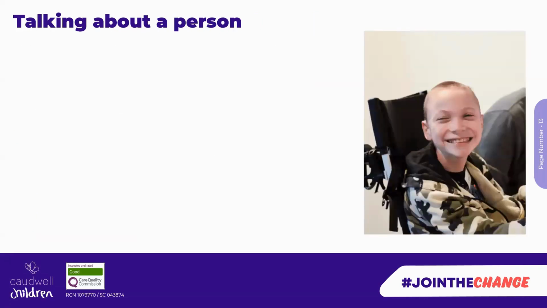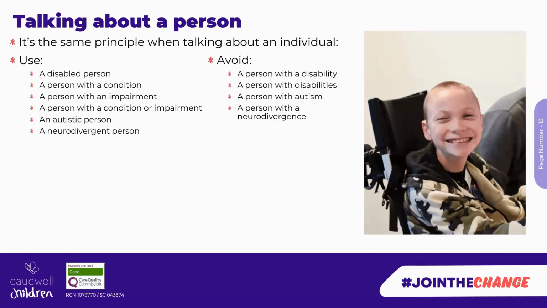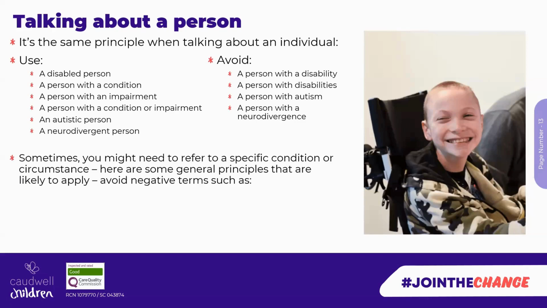If we're talking about a person, so a singular person, it's the same principle. So we're going to use a disabled person, person with a condition, person with an impairment, an autistic person, and a neurodivergent person. And we're going to avoid that sort of "with" term. So a person with a disability, with autism, or with a neurodivergence, because again, it's sort of that identity that they can pick up and put down their disability or neurodivergence, and that's not the case.